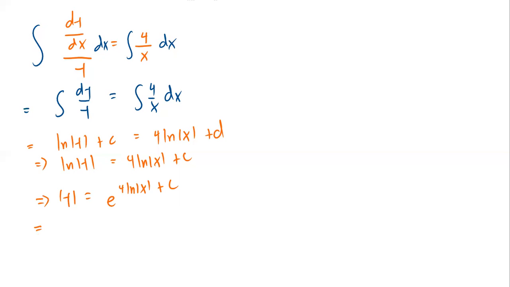Let me write implies here. Take the plus or minus on the other side to get rid of the absolute value. So y equals plus or minus e to the 4 ln absolute value of x plus c. And now we have our solution. Again, you can leave it like this if you want. This is perfectly fine for me.